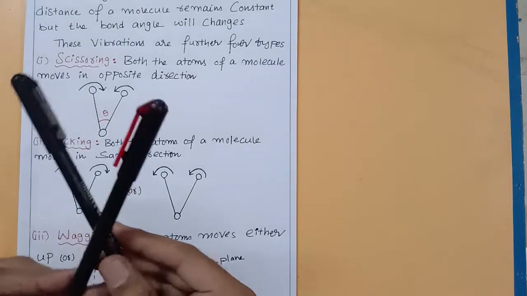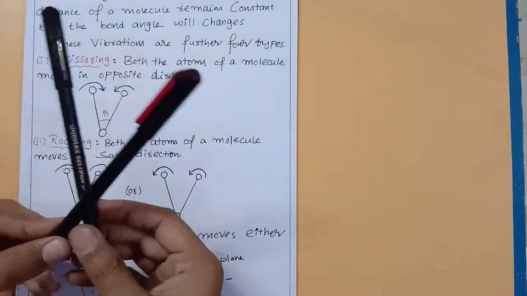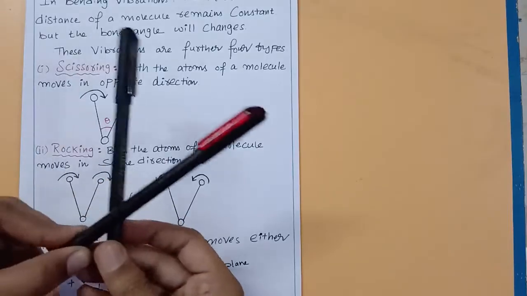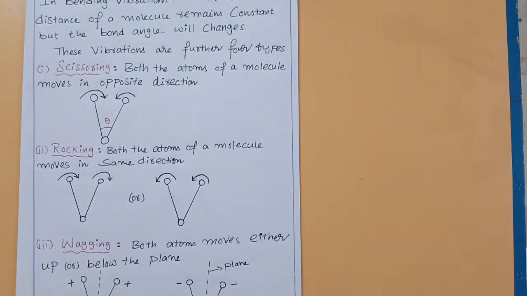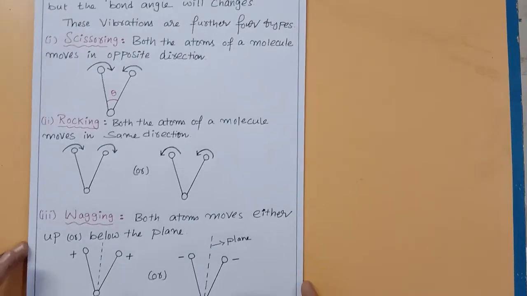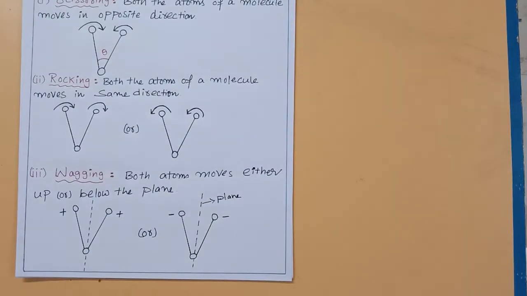So rocking vibration will be represented like this. So this is rocking. Okay, so this is called as rocking vibration. So this is rocking, right? And there is a third type of vibration, that is called as wagging vibration.